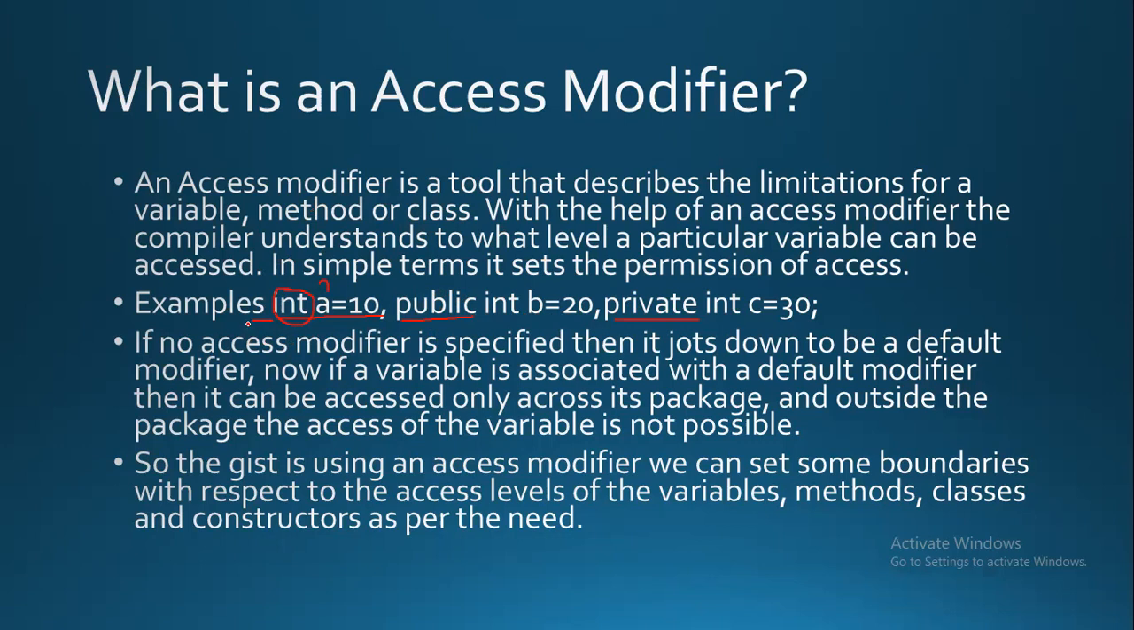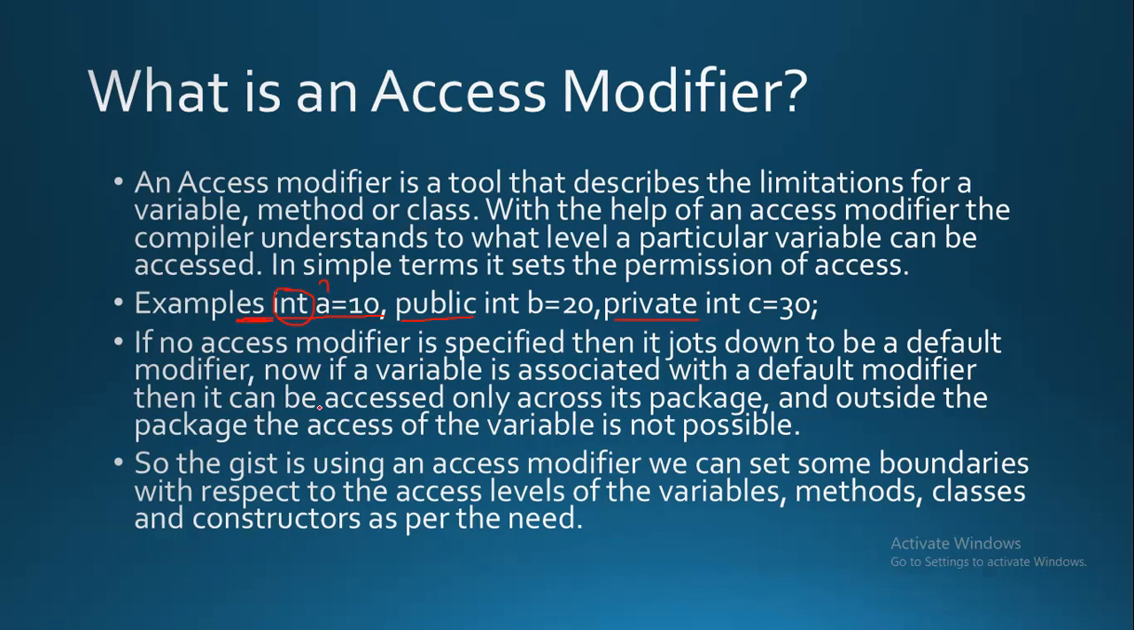If you see the first example, there was no access modifier described. Therefore, we assume it to be the default one. If you don't specify any access modifier, it becomes a default modifier. Now, if a variable is associated with a default modifier, then it can be accessed only across its package, and outside the package, the access of the variable is not possible.